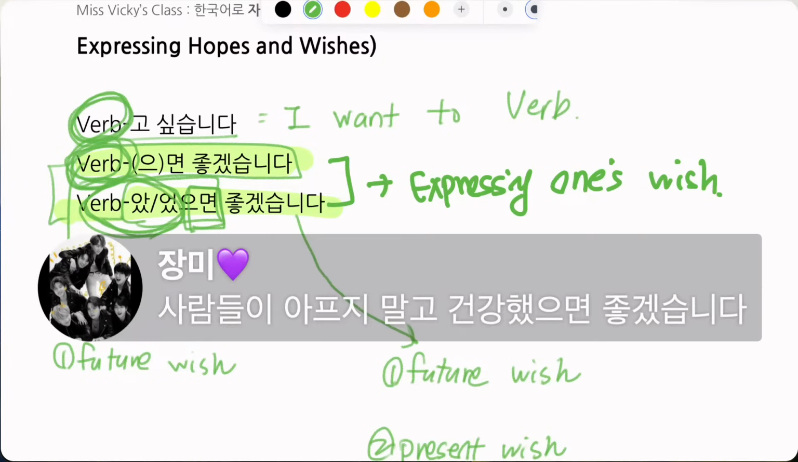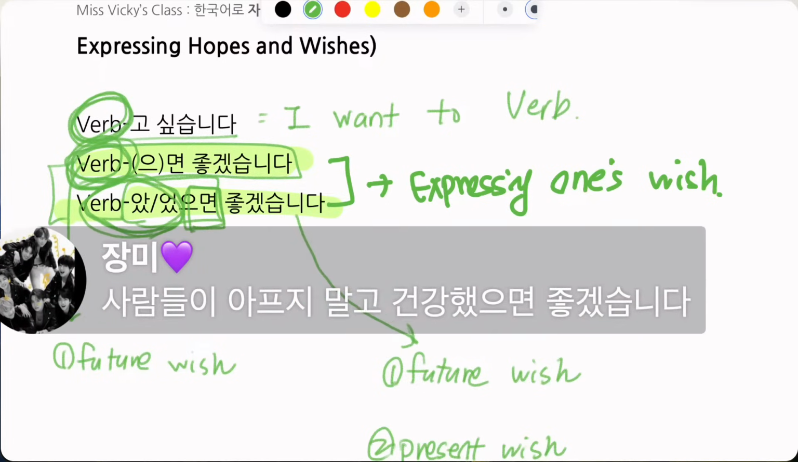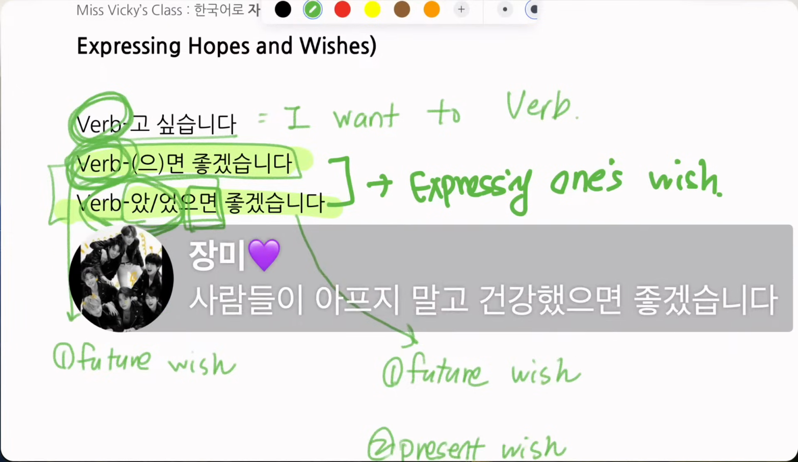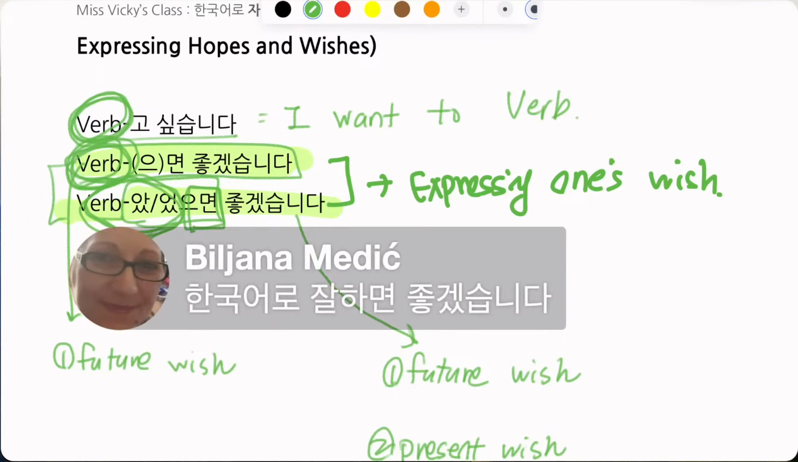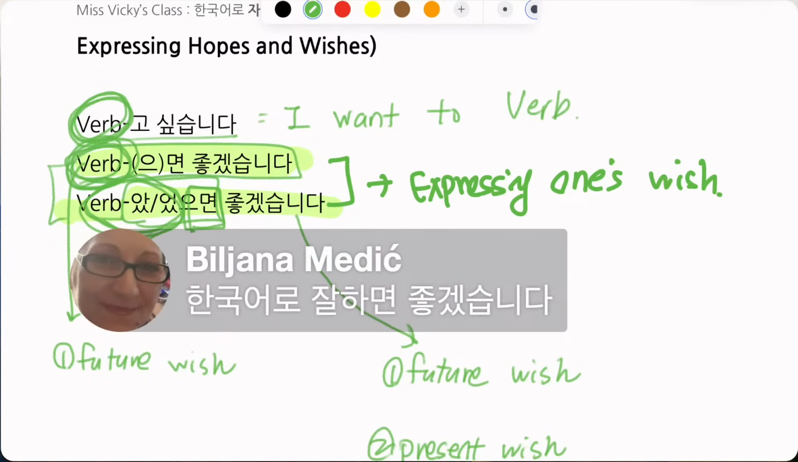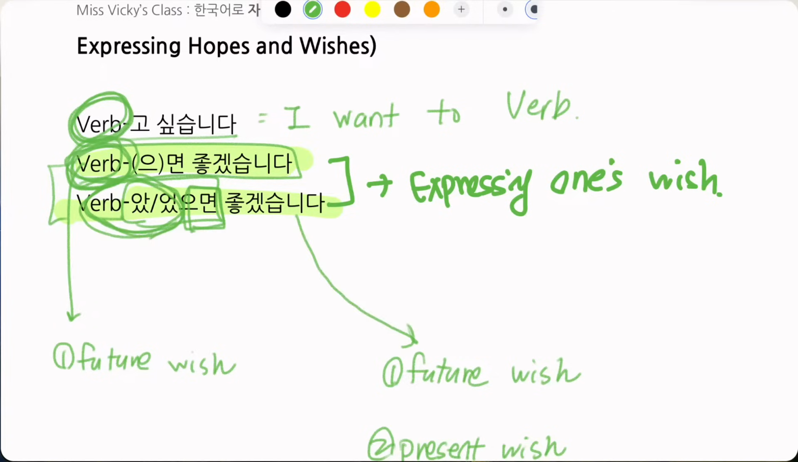그래서 장미님, 사람들이 아프지 말고 건강했으면 좋겠습니다. Perfect sentence. 사람들이 아프지 말고 people are not sick and healthy. I wish. Literally. So I wish people don't get sick and become healthy. 그리고 you can say 한국어를 잘하다. 왜냐면 잘하다 fits 을/를, not 이/가. So 한국어를 잘하면 좋겠습니다. That's a good wish as well.